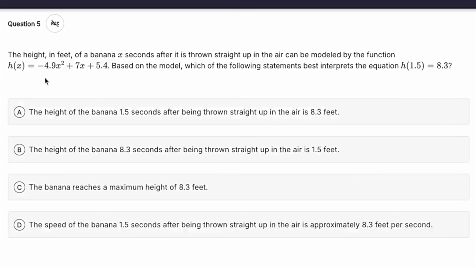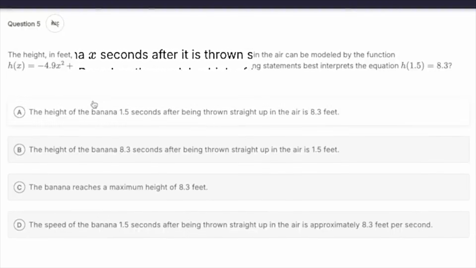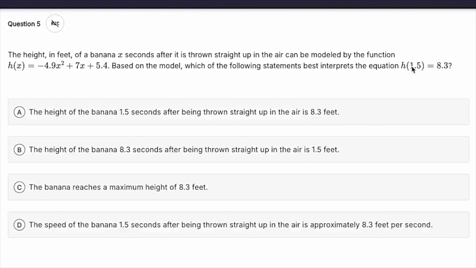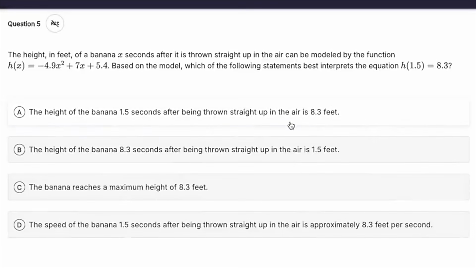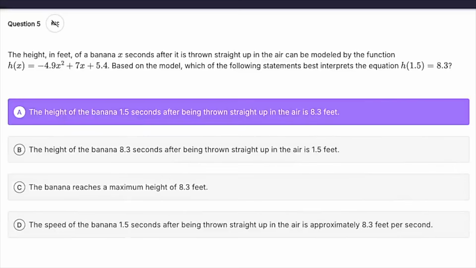So the height, the function itself, should be 8.3. And then we know that x, in this case, is standing in for the number of seconds. So since 1.5 is plugged in for x, we're looking for 1.5 seconds. So an answer with 1.5 seconds, 8.3 feet. Choice A says the height of the banana, 1.5 seconds after being thrown straight up into the air, is 8.3 feet. That matches up with what I want, so that's going to be my answer.